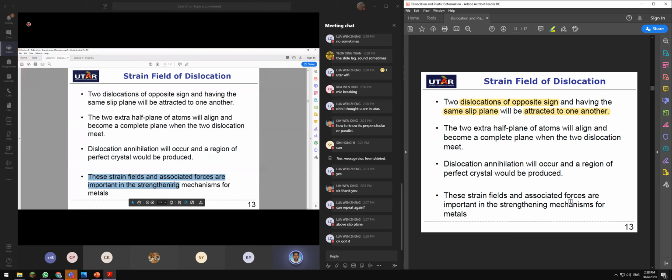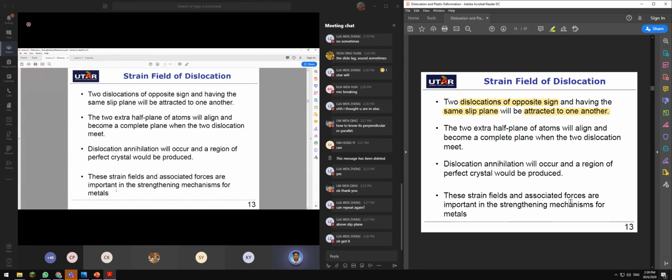These strain fields and associated forces are important in the strengthening mechanism of metals. That is the reason why you have the annealing process. That is the reason why when you have plastic deformation, you need more stress to break them apart. For example, I'm not sure anyone of you has experienced a tensile testing lab before. When you're doing a tensile test, you have a huge thickness of a metal specimen.